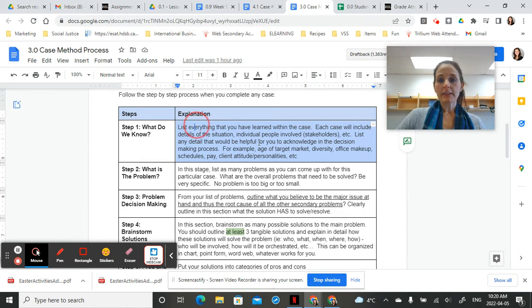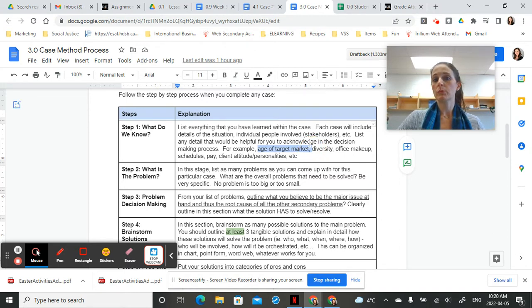So you're going to list everything that you've learned from the case that you feel is important, okay? Each case is going to include details of the situation, the people that are involved, we call those stakeholders, and basically any piece of information that you think is going to be helpful in the decision-making process. So examples might include age of the target audience, diversity, office makeup, schedules, pay, people involved, client attitude, personalities, etc.